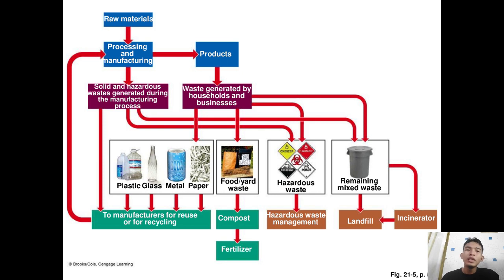So the solid and hazardous waste generated during the manufacturing process, under that we have the manufacturers for use, reuse, or for recycling. So those plastic, glass, metal, and paper, we can reuse them, and they can also be recycled. And under the food waste or yard waste, we can compost it and make it a fertilizer.